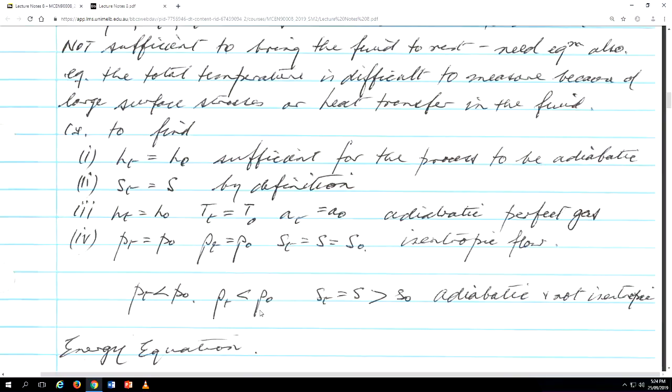Now, is there anybody here who doesn't understand what I've just done? Because this is a very important idea. What are total conditions and what is the reservoir condition?